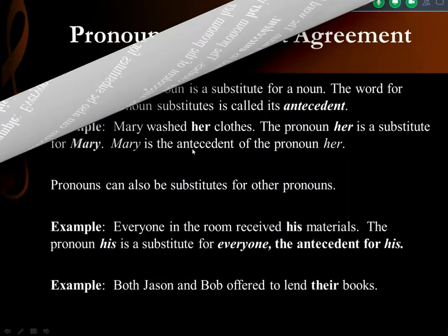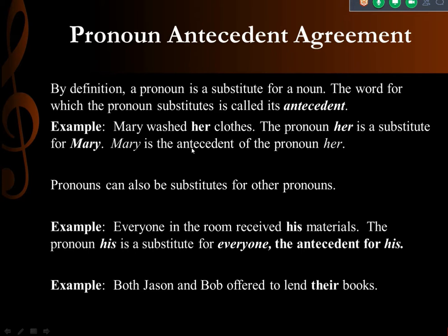So the first thing that we want to do is talk about pronoun antecedent agreement. You already know that a pronoun is a substitute for a noun. And since it is substituting, of course, it has to be the same as that noun that it's substituting for. So let's look at this very first example here.